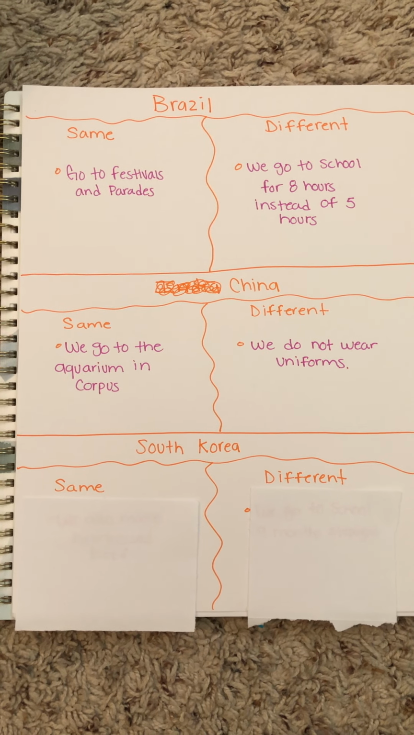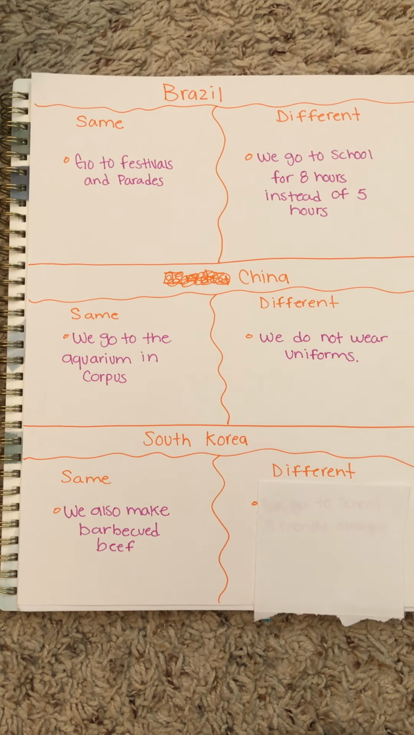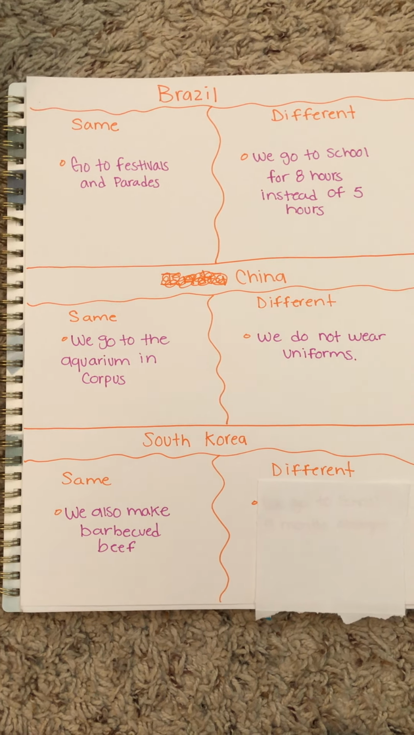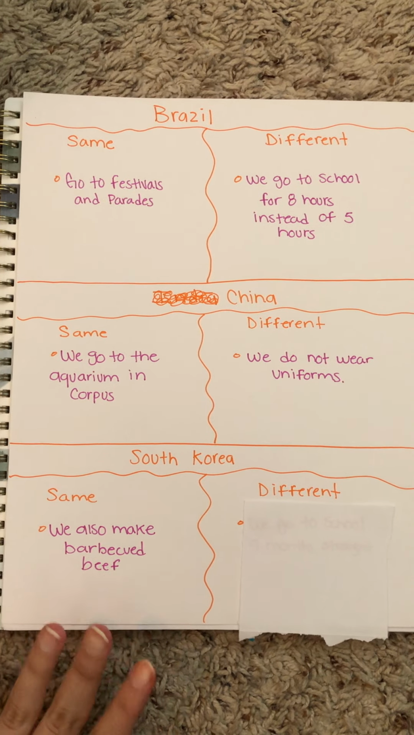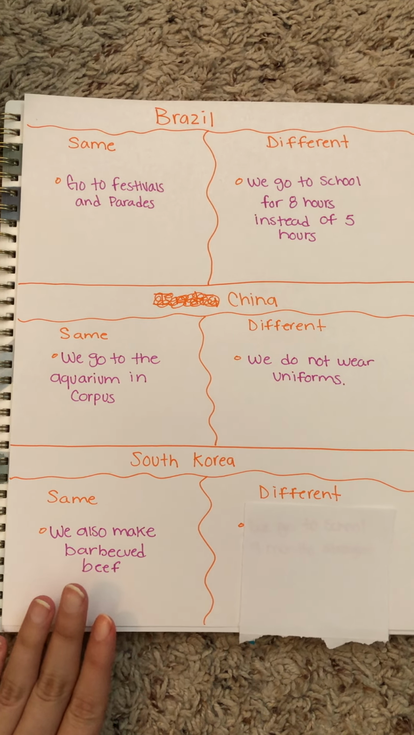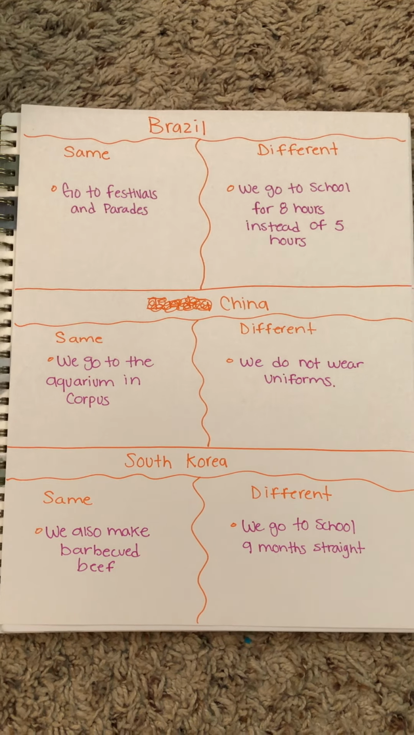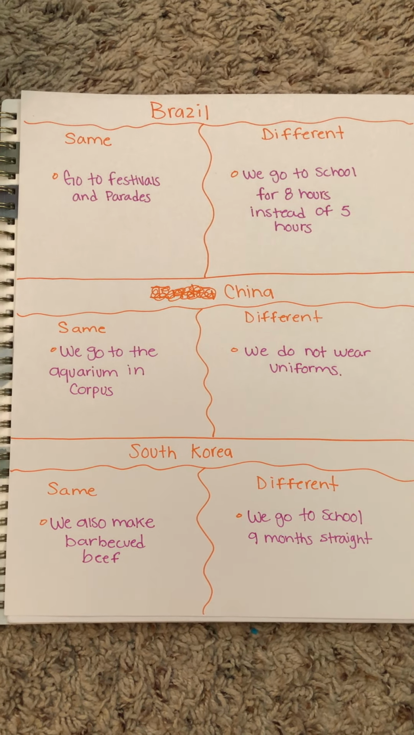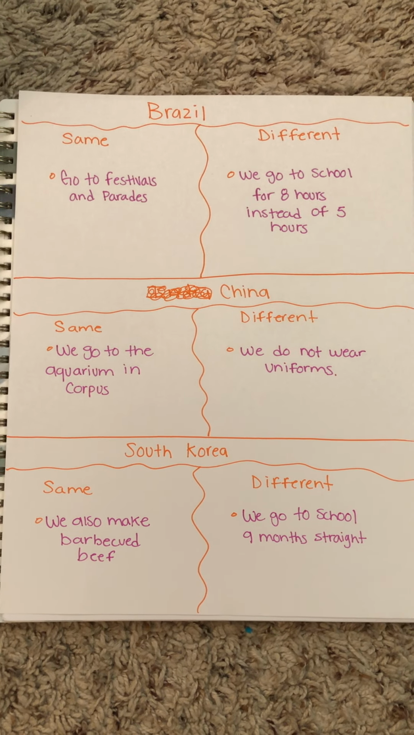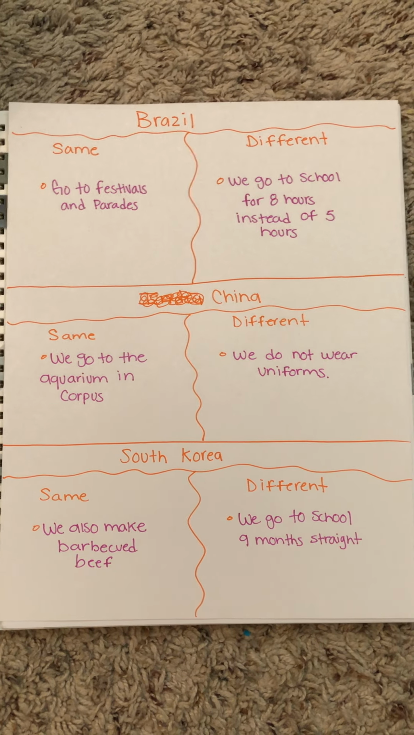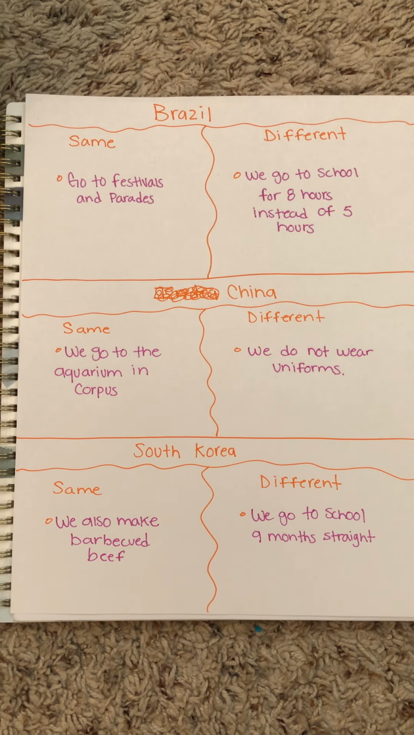And then our friend from South Korea, what we had the same was we also make barbecued beef. We know a lot of our families have barbecues, and a lot of it we put our beef with and we add our barbecue to it. But what we had different was we go to school 9 months straight. We go to school from August all the way to June, and he went to school in 2 different times. So this is what I had for our same and different with our friends.